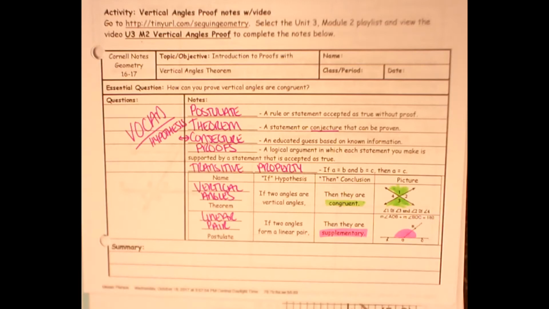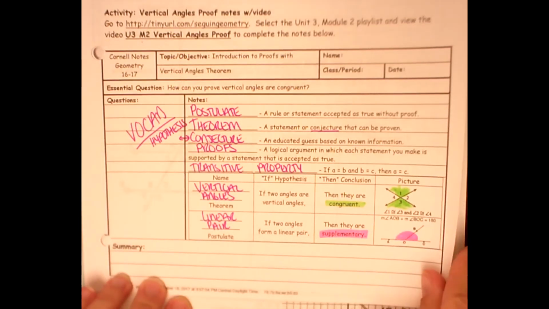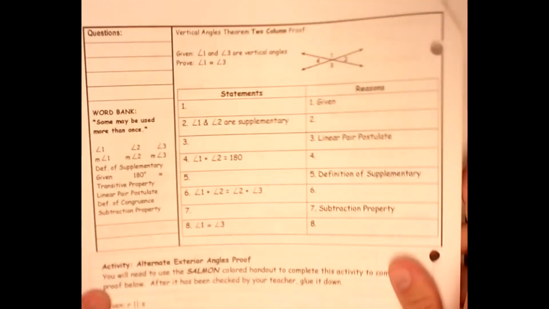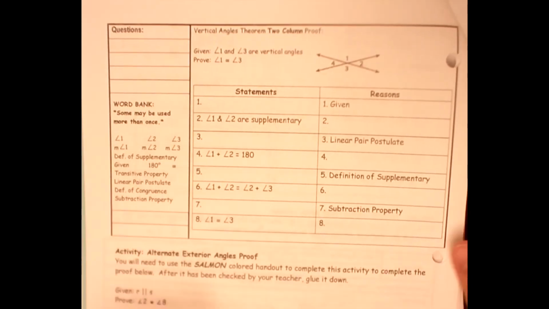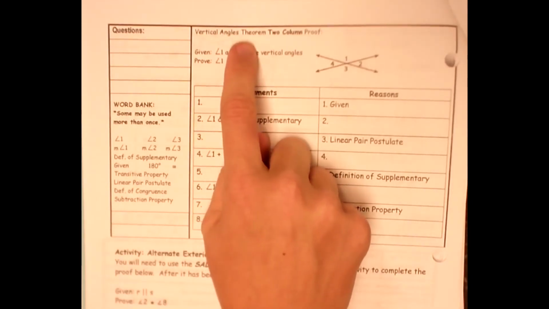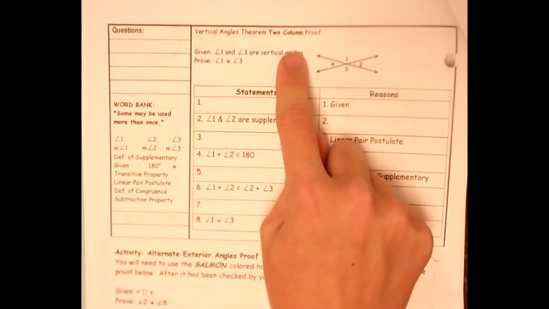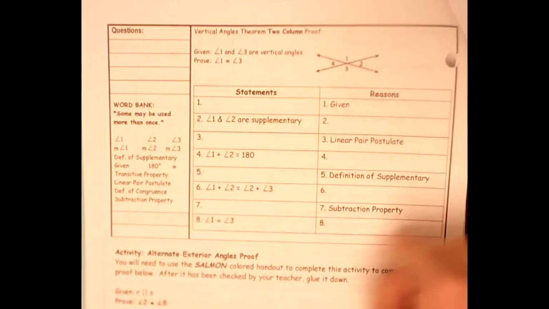So take a second and turn the page. Still looking at this, we're going to use what we just talked about to prove the vertical angles theorem. We have to prove it first before we can use it later on.